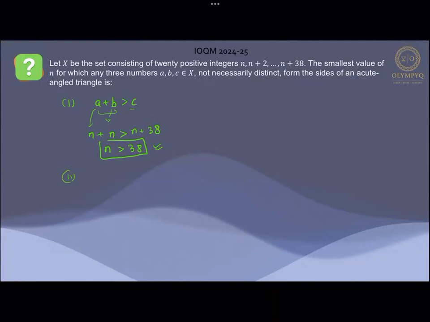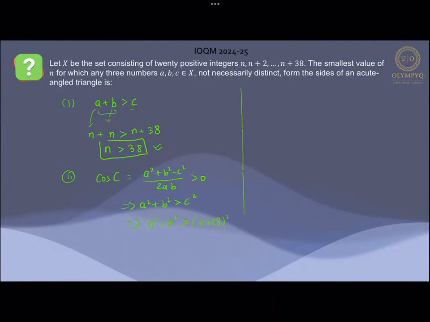Now the second thing: if we need to consider that it's an acute angle triangle, then we need to apply the cosine formula. The cos of the longest side, cos c, is equal to a square plus b square minus c square divided by 2ab. This quantity has to be greater than 0. So this simply implies that a square plus b square has to be greater than c square. Here a is the smallest one, so this is n square plus n square, and this should be greater than n plus 38 whole square.